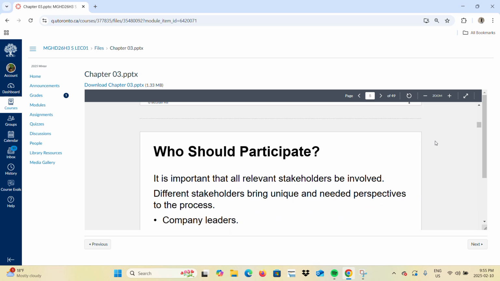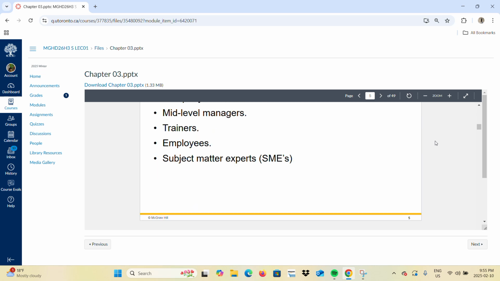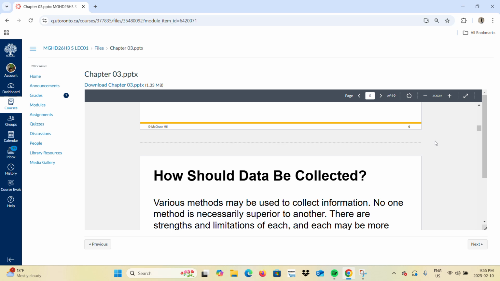Who should participate in this assessment? It is important that all relevant stakeholders be involved, and we're talking about the different stakeholders that bring uniqueness and new perspectives. These are the company leaders, mid-level managers, and trainers, employees, and SME subject matter experts. You're probably not going to ask that on the exam, but it's listed.